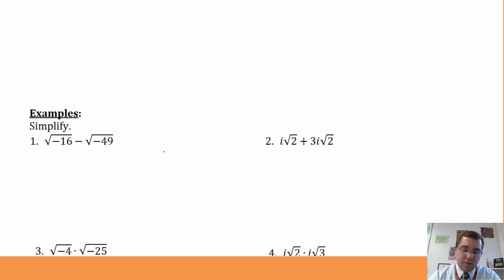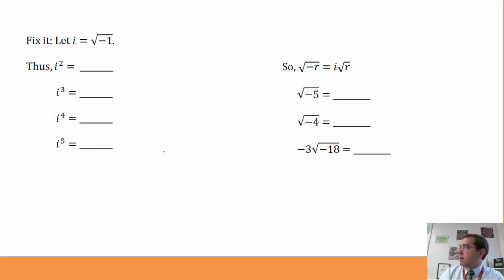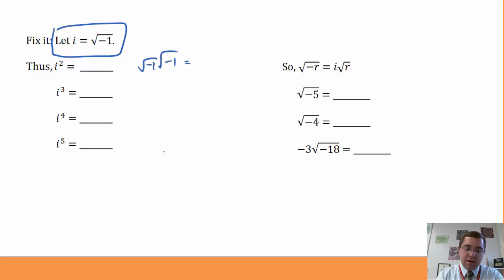Well, what if I take the square root of -1 and I call that something, and I'm going to call it i. So i is the square root of negative 1. If i is the square root of negative 1, what is i squared? Well, i squared is square root of negative 1 times the square root of negative 1. But that's the square root of negative 1 squared, and that's simply negative 1. So i squared is negative 1.